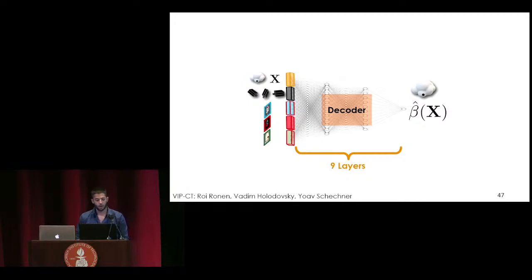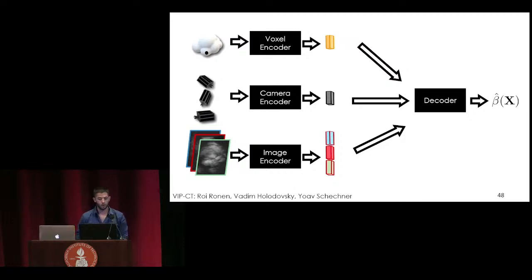The features are concatenated into a single vector. Then a decoder estimates the cloud extinction scalar at the 3D location X. The decoder is a fully connected neural net, which is learned as well. So this is the overall architecture of VIPCT.